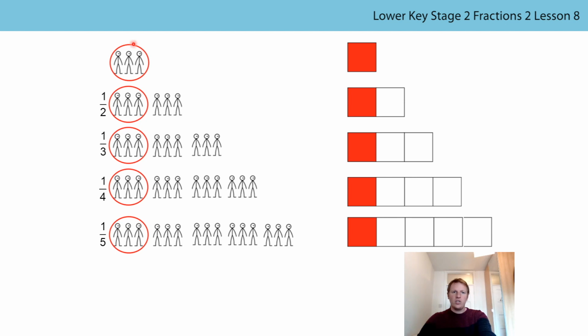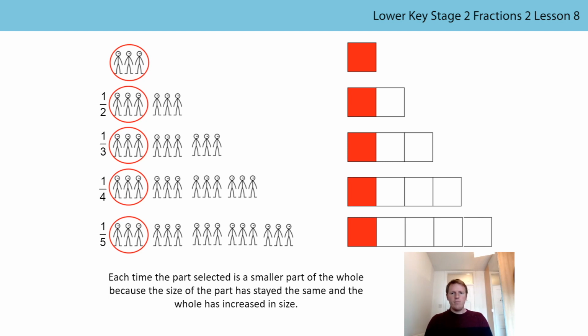Even though the number of children that is circled each time is the same, the fraction that is of the whole becomes smaller and smaller for each row because our whole is getting larger. Now that's quite a confusing sentence. Here I've tried to summarize that a bit more concisely. I'm going to read the sentence to you. Each time the part selected is a smaller part of the whole because the size of the part has stayed the same and the whole has increased in size.